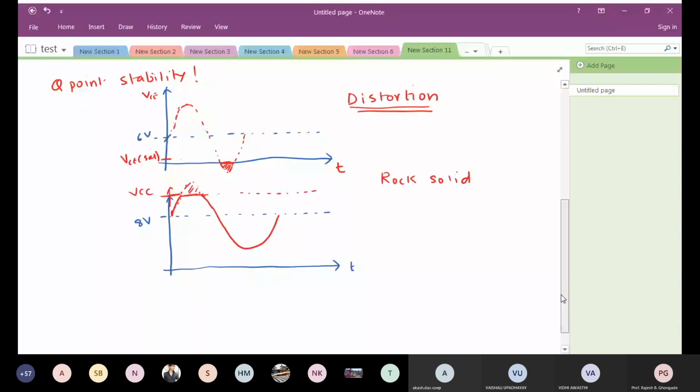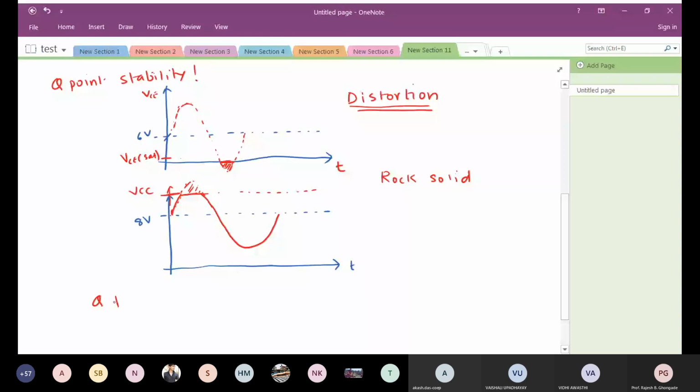What are the reasons due to which the Q point may change? The Q point may change because of two important things. See, who is going to set the Q point? The designer. In that case, that is you. So you are adjusting the Q point, but the unfortunate changes we have seen.